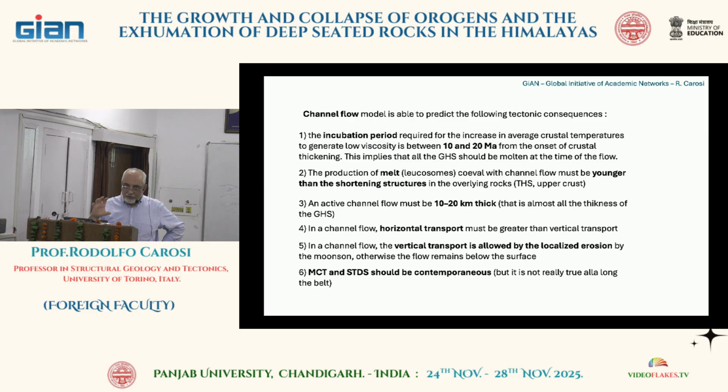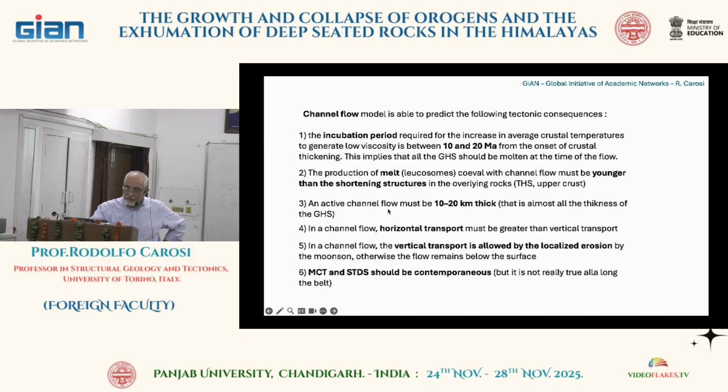This means that you need to find migmatite everywhere, from main central thrust up to the detachment. But it is not really true because the first unit, unit 1, is made of kyanite, garnet-kyanite bearing gneisses that deformed under solid state. There are no migmatites at this level. So it's just a first problem. The production of melt, leucosome, equivalent with the channel flow, must be younger than the shortening structure in the overlying, so the Tibetan Himalayan sequence.